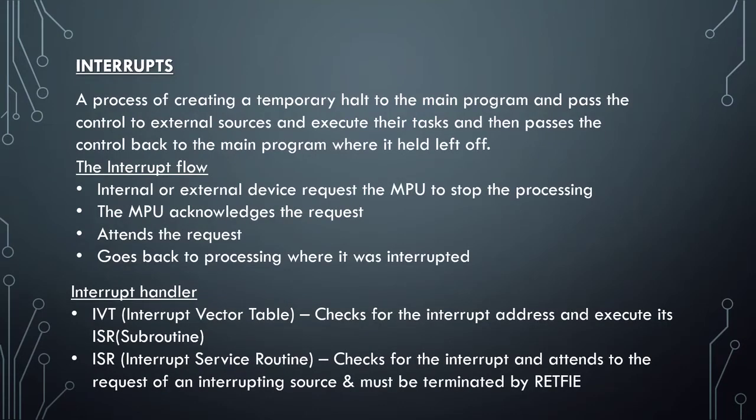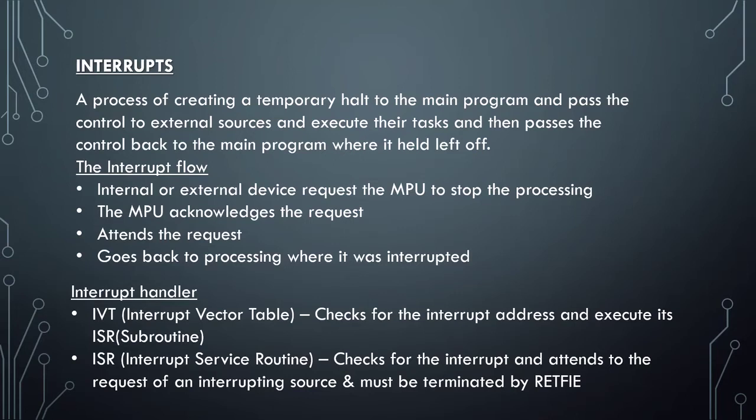We also went ahead and looked at interrupts, and we dived deeper into understanding them. We found that an interrupt is a process of creating a temporary hold on the main program and passing control to external sources to execute their task, and then passing the control back to the main program where it had left off. So an interrupt is simply like a hold on the main program. You have your code running in the microcontroller, you put a temporary hold on the main program, you let the external sources execute their task, and then they return to the main program where it had initially left off.